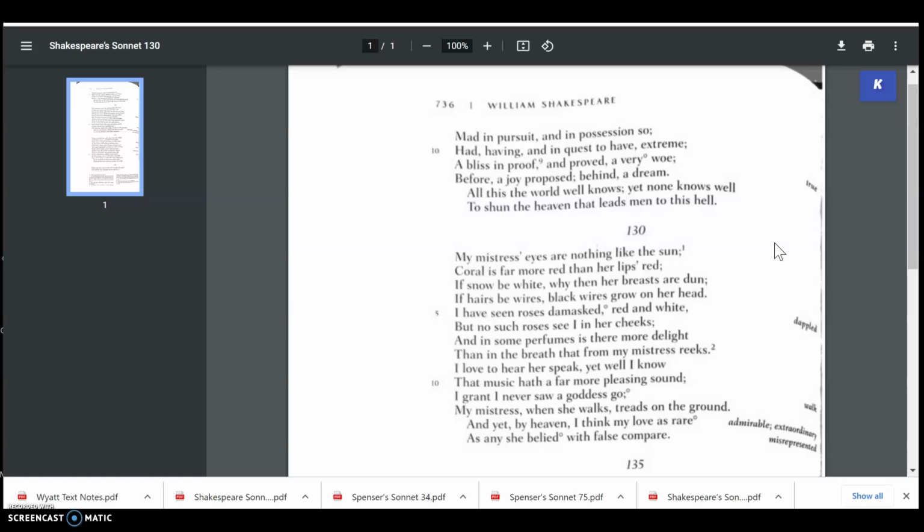It changes there in that last little couplet. So that closing couplet says, "And yet, by heaven, I think my love as rare as any she belied with false compare." That couplet changes everything. He's not disappointed at all. In fact, he finds her rare, because she isn't like every other woman. And to him, there's no comparison, right? She checks all the boxes in his book.